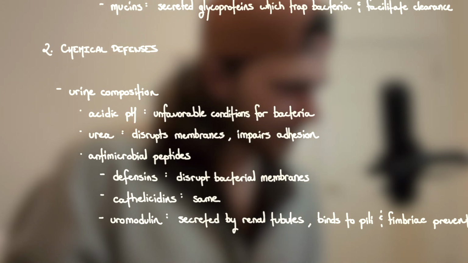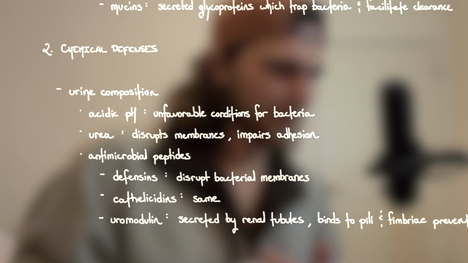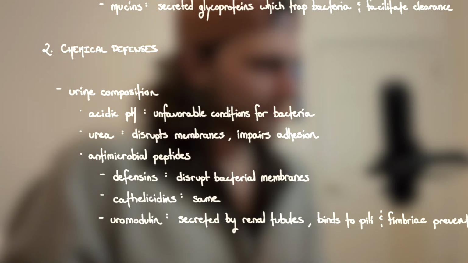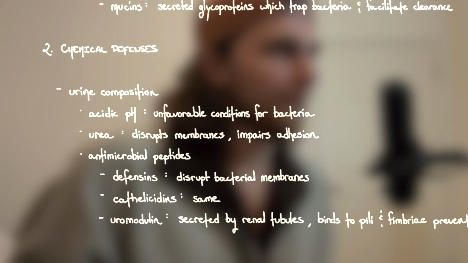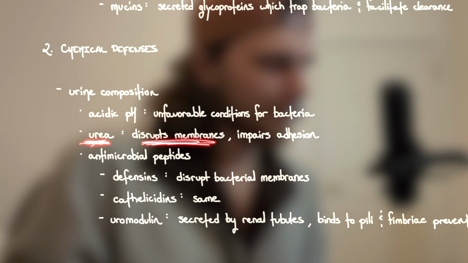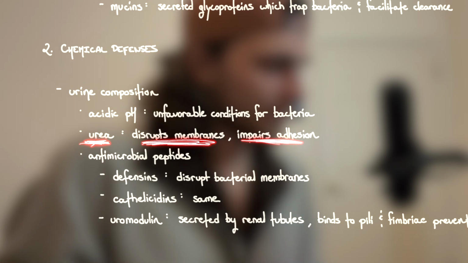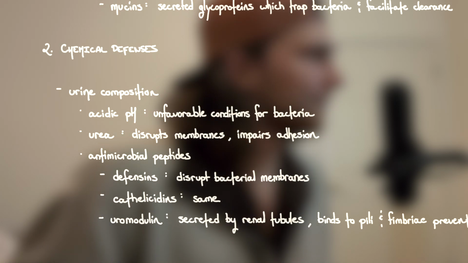And then urea. So we are excreting this urine. Our body doesn't want it. We are urinating it out. This is the nitrogenous waste component of urine, urea. This waste can disrupt those bacterial membranes and impair adhesion. So just the very composition of urine is not ideal for bacteria. Not sure why the E. coli want to get up there so bad.